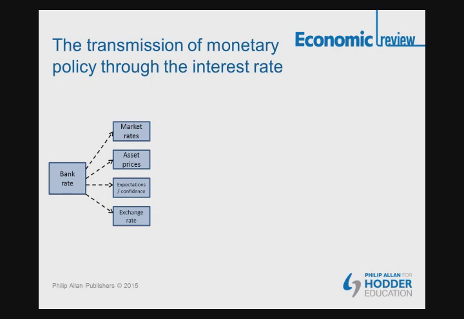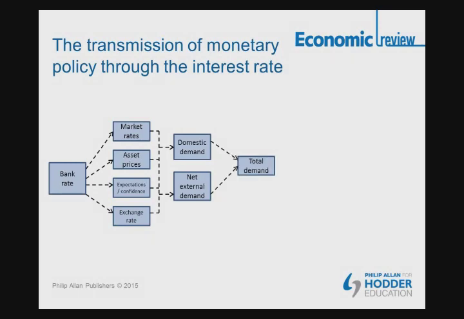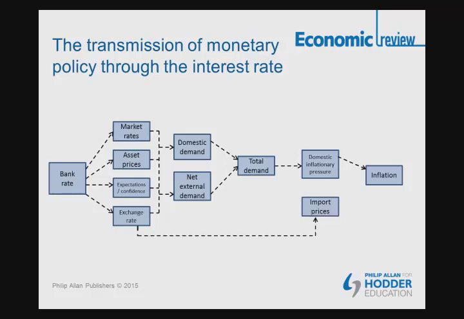These changes, taken together, would dampen the domestic demand for goods and services, and the exchange rate adjustment would reduce the competitiveness of UK goods, leading to a reduction in net external demand. This would mean a reduction of total demand in the economy, reducing inflationary pressure in the domestic economy, and influencing inflation itself. Furthermore, the exchange rate adjustment would affect import prices, helping to control inflation.